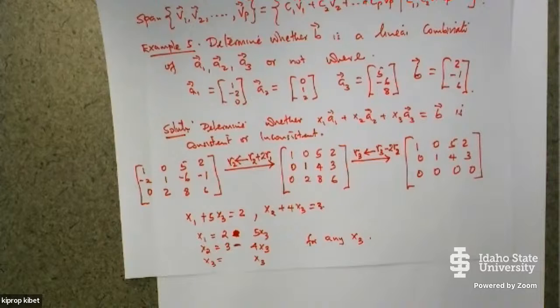So you can say when x3 is 0, then x1 is 2, x2 is 3. When x3 is 1, you can put the value to get the solution of that linear system. So therefore, we have the solution here, then the linear system is consistent. And if it is consistent, it means this A1, A2, and A3 are linear combinations of B.